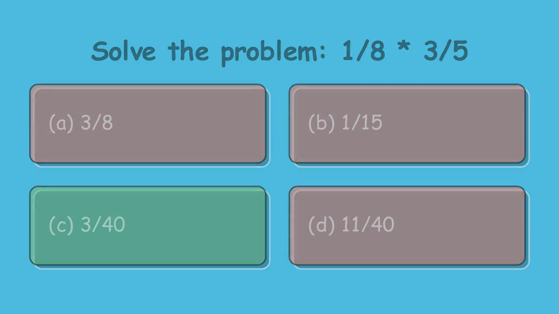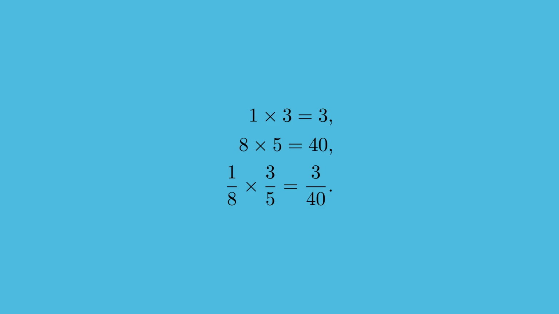Correct answer is C. To solve the multiplication of the fractions 1 over 8 and 3 over 5, follow these steps. First, multiply the numerators together. The numerator of the first fraction is 1, and the numerator of the second fraction is 3. Therefore, 1 multiplied by 3 equals 3. Next, multiply the denominators together. The denominator of the first fraction is 8, and the denominator of the second fraction is 5. Therefore, 8 multiplied by 5 equals 40. Putting it all together, we have that 1 over 8 multiplied by 3 over 5 is equal to 3 over 40. Thus, the correct answer is 3 over 40.